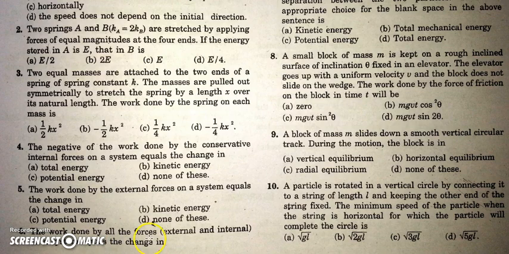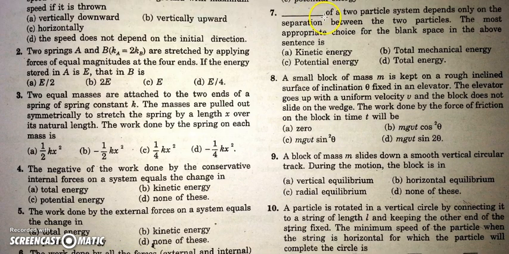Sixth is work done by all the forces, external and internal. It consists of conservative as well as non-conservative also. On a system is equal to change in kinetic energy of the system. This is the definition of work energy theorem. Next is dash of two particle system depends only on the separation between the two particles. The most appropriate choice for the blank space in the above statement is potential energy, because potential energy is a state dependent quantity. So potential energy will depend only on the separation between the two particles.